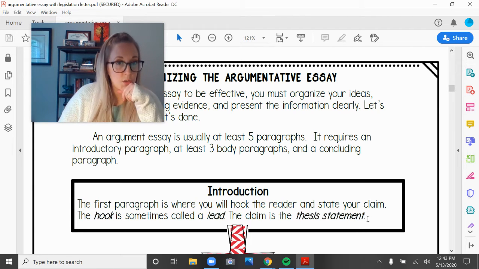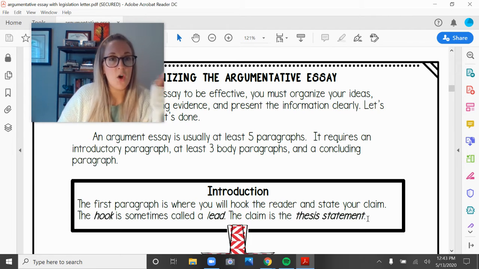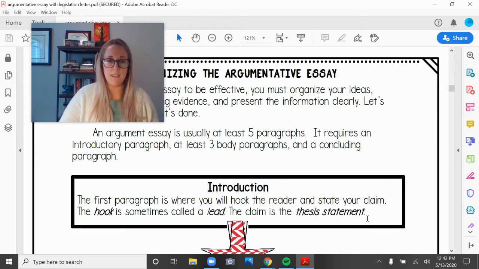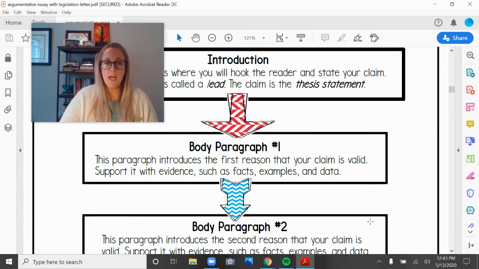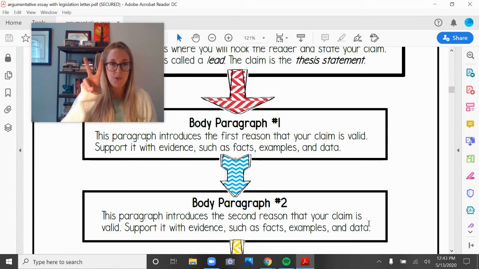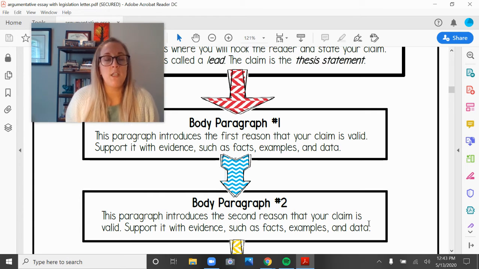So we did Nearpods on those last week. So if you don't know what it is, you need to go back and make up the work from last week because you missed that learning. Then you're going to have 2 body paragraphs, and those 2 body paragraphs are going to be your evidence and your supports for your claim. So these are going to be your researched reasons.